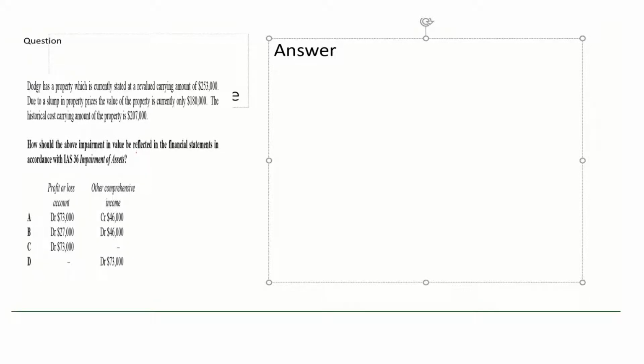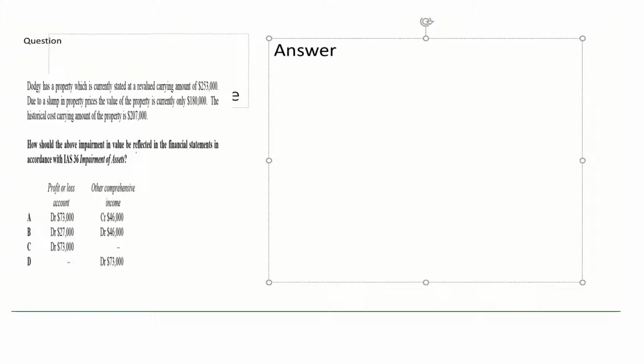Hi students, this is a tricky question from the chapter on impairment. Now this is not just about impairment. This question contains topics related to impairment as well as revaluation. In fact, this question is actually impairment plus a revaluation.